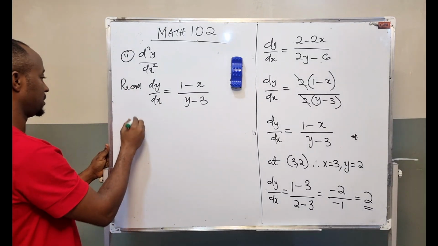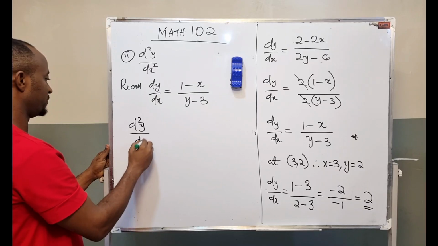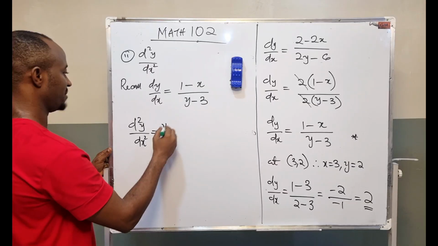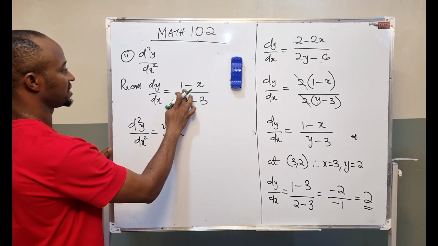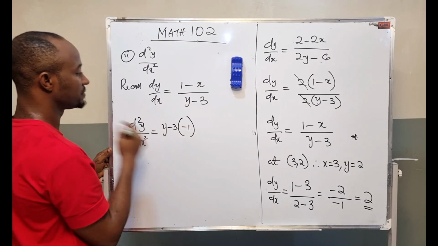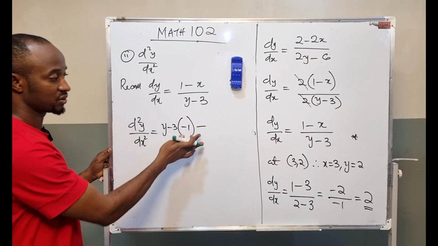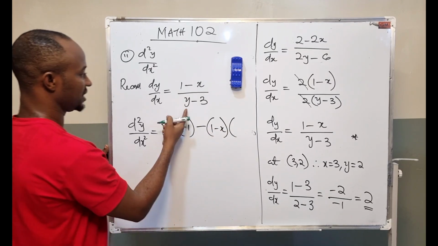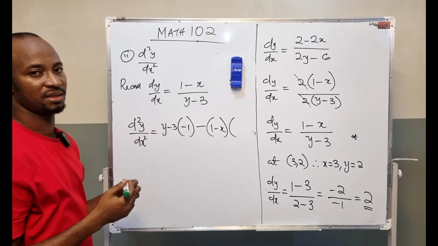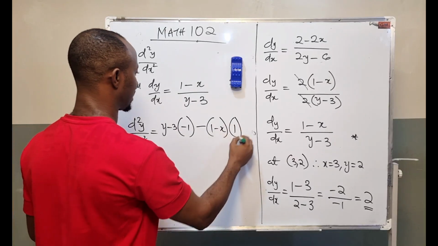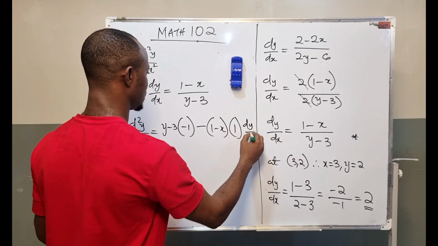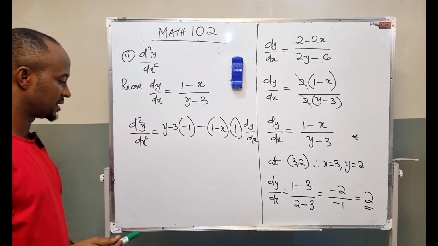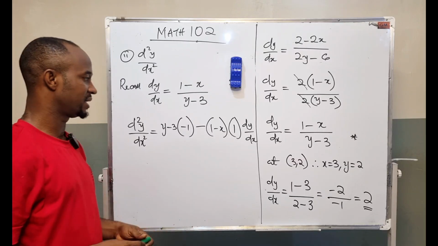So here, our d²y over dx² is going to give us, in the quotient rule, I'll keep this constant, y minus 3 constant. Differentiate 1 minus x, the answer is minus 1. The rule says when you differentiate, you subtract. I will keep this constant now, 1 minus x. Differentiate y minus 3. The result is 1, but I'll multiply with dy/dx.